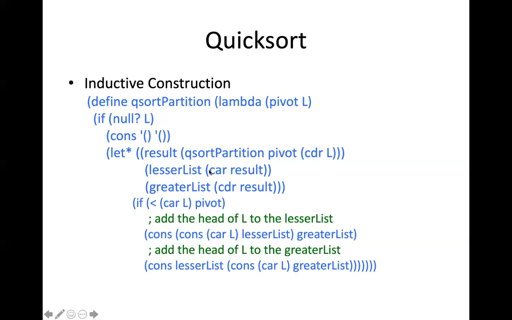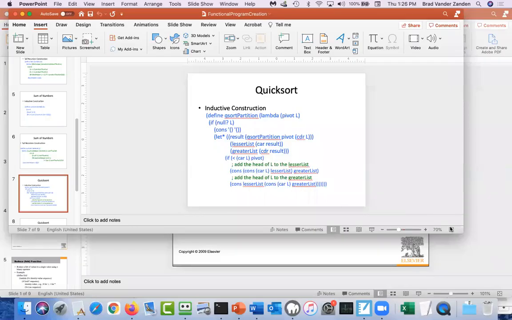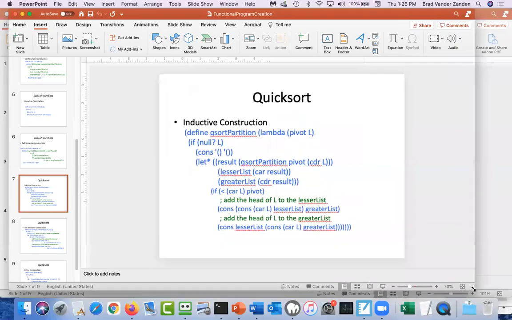So when we get back from qsort partition, we're going to have two lists, one with all the lesser elements and one with all the greater elements. So let me show you.